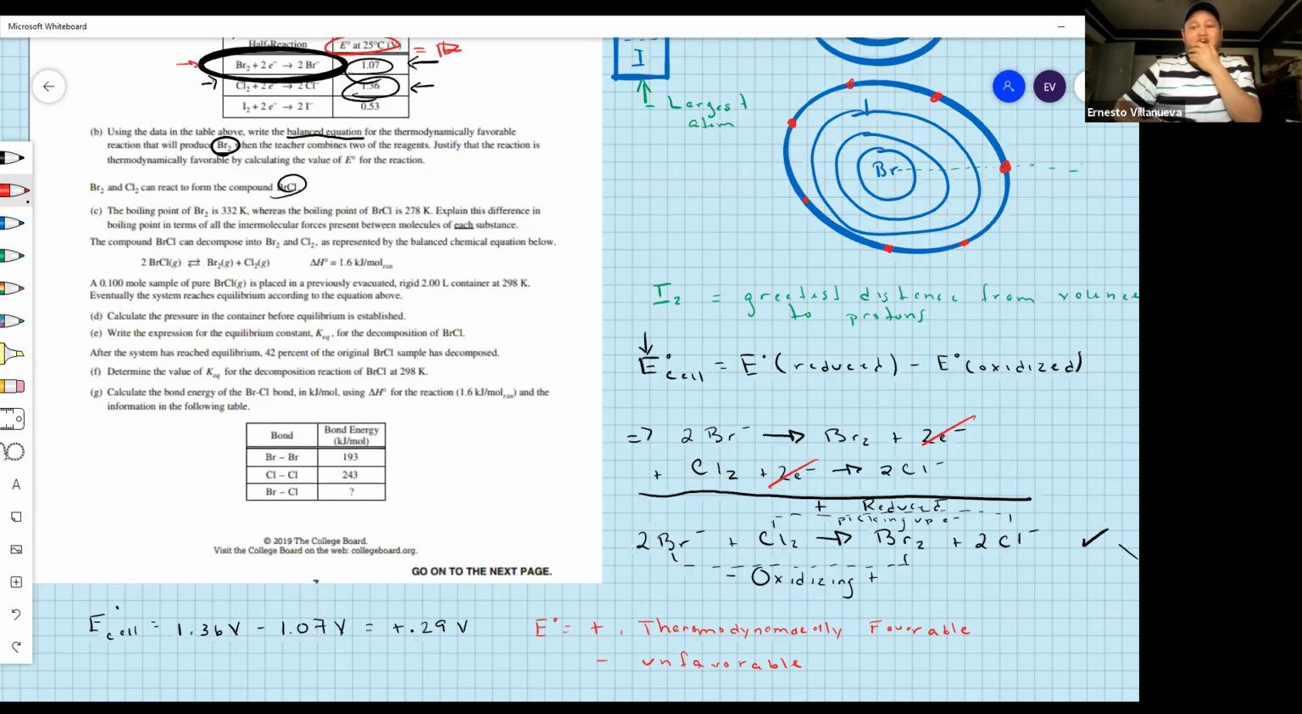All right. So let's go ahead and take a look at our notebook, because for the next question, we're going to need the notebook. All right. It says bromine and chlorine can react to form the compound BrCl. The boiling point of bromine is 332 Kelvin, whereas the boiling point of bromine chloride is 278 Kelvin. Explain the difference in the boiling point in terms of all intermolecular forces between the molecules of each substance.